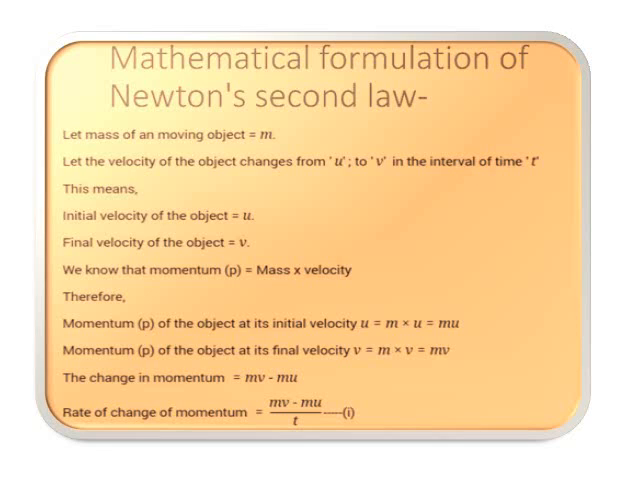So how much is the change in momentum? That means final momentum minus initial momentum, so mv minus mu is the change in momentum. Now, the rate of change of momentum: already I told you that rate is per second, so we have to divide by time. So (mv minus mu) divided by t is the expression for rate of change of momentum, and this will be continued in the next slide.